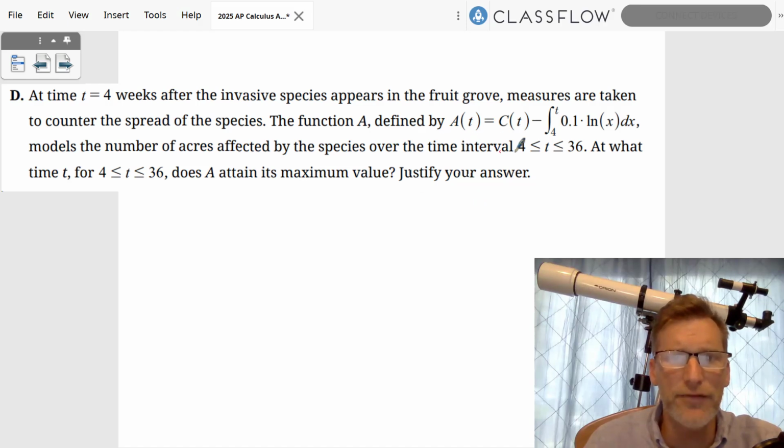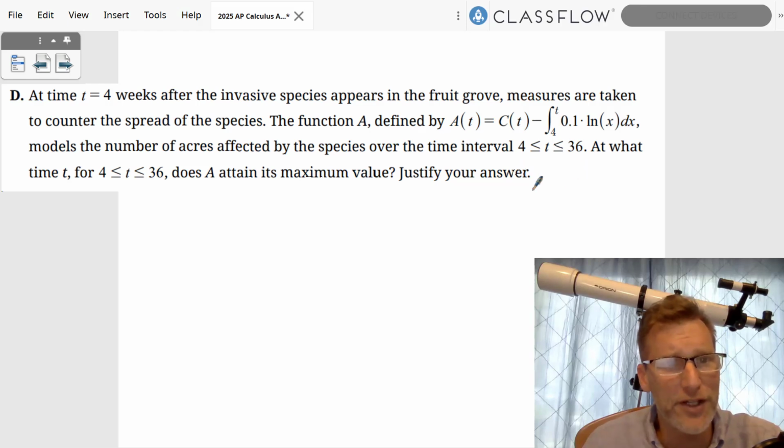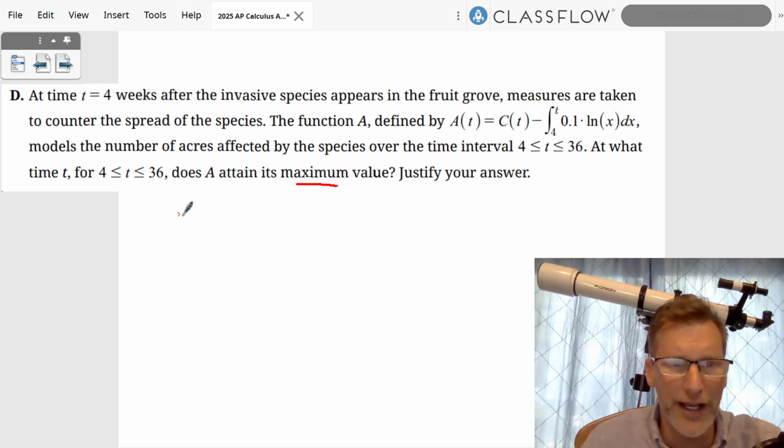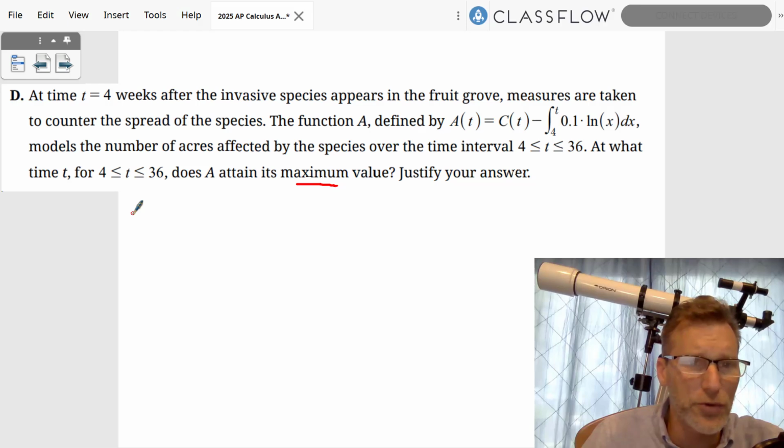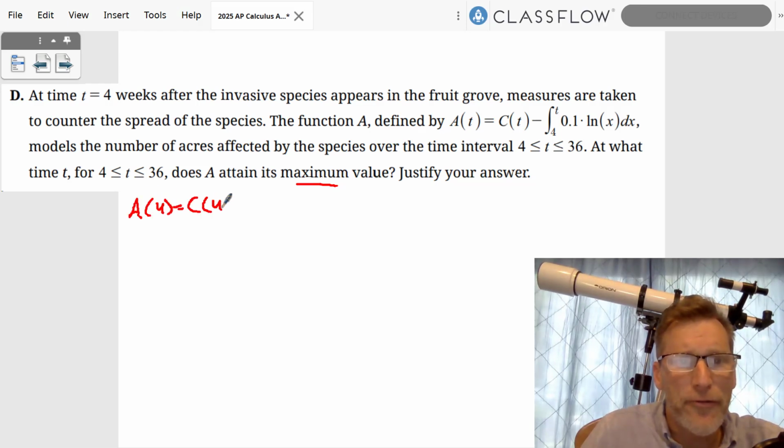You can see they gave us A of T equals C of T minus the integral from 4 to T of 0.1 times natural log of x dx. And that model is the number of acres affected from 4 to 36 weeks. And we want to know the maximum value for A of T, which means first let's take a look at our endpoints. So we're going to do A of 4, which means we're doing C of 4 minus the integral from 4 to 4 of 0.1 times natural log of x dx.